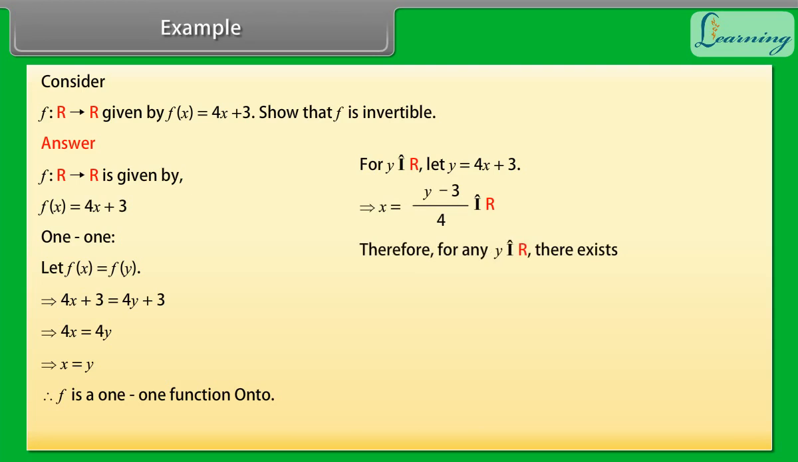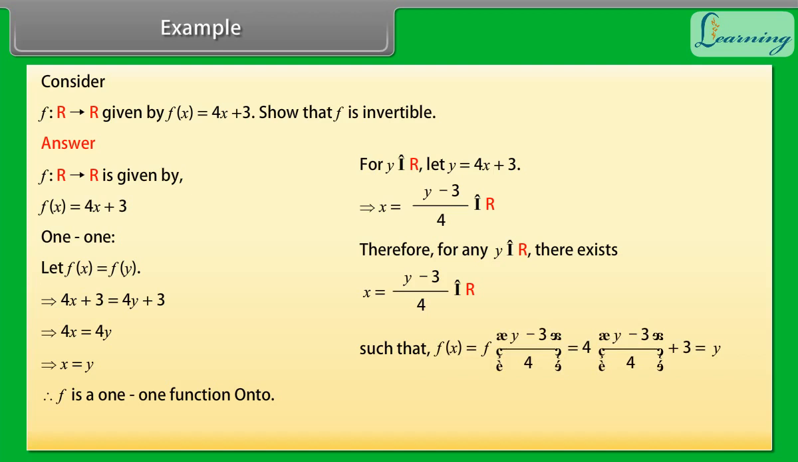Therefore, for any y belongs to R, there exists x = (y − 3)/4, which belongs to R, such that f(x) = f((y − 3)/4) = 4 × (y − 3)/4 + 3, which is equal to y. Therefore, f is onto. Thus, f is 1-1 and onto, and therefore f inverse exists.